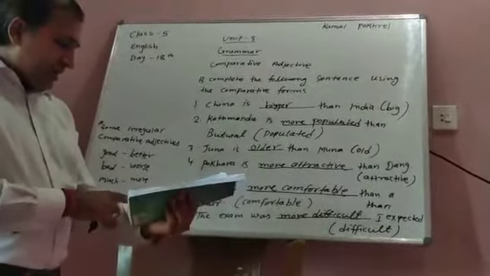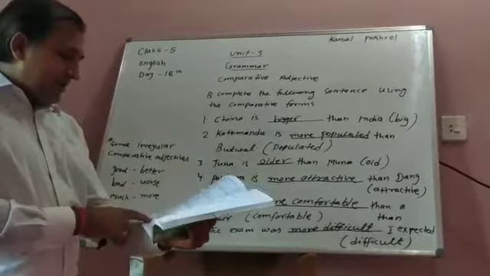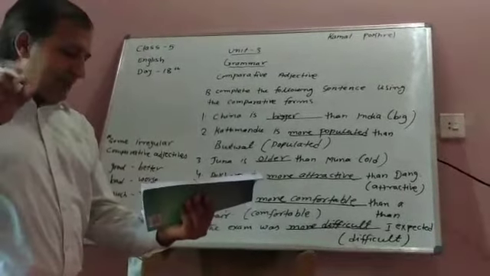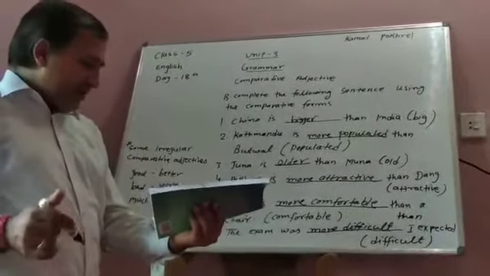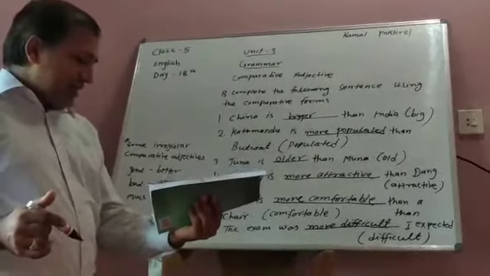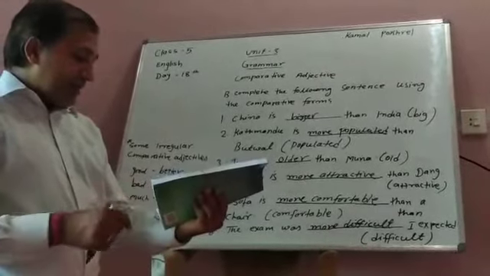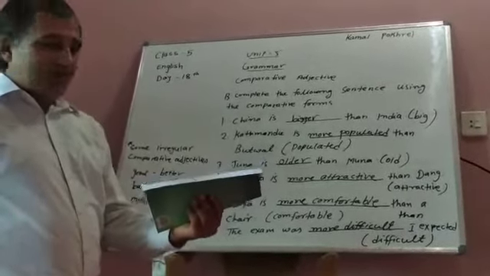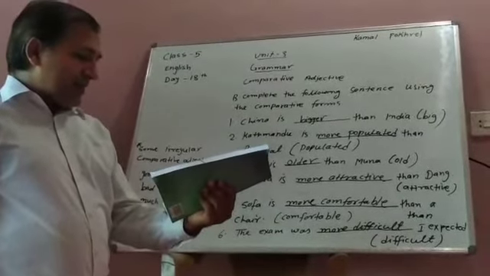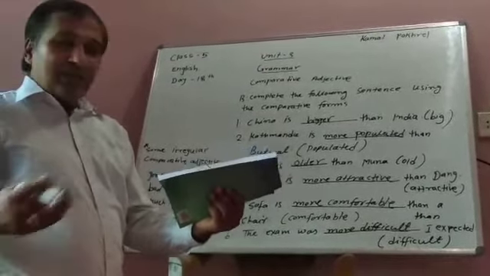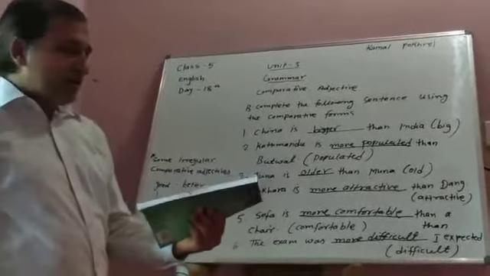It is cheaper to go by train than by bus. Cheaper is the comparative adjective. And question number 8. Geeta is healthier than her sister. You can write healthier or more healthy also. More healthy than her sister, or healthier. Healthier will be better.